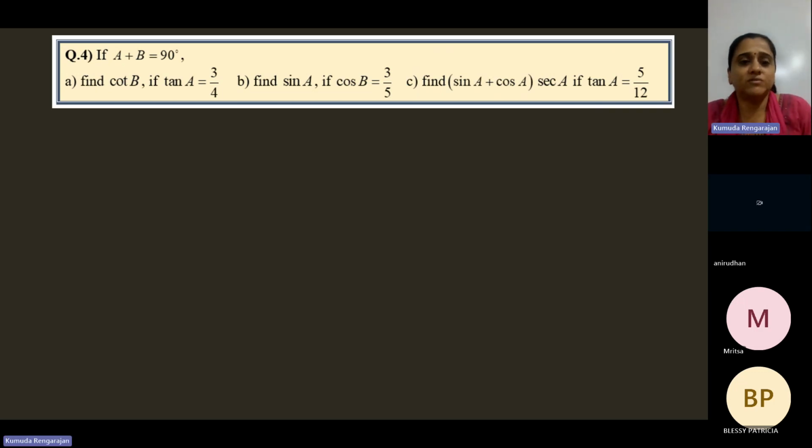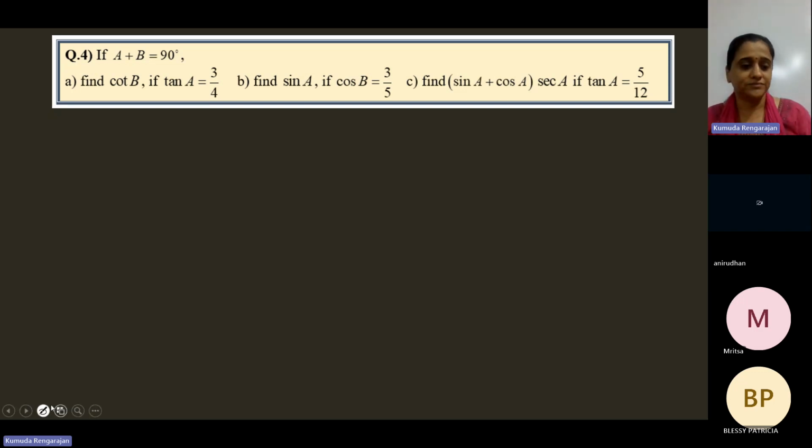Yeah, if A plus B is equal to 90 degrees, that means A and B are the acute angles. C is the right angle. See, when it's AB, we take the other vertex as C only. So A plus B equal to 90 means the sum of the two acute angles is a right angle, 90 degrees, right?